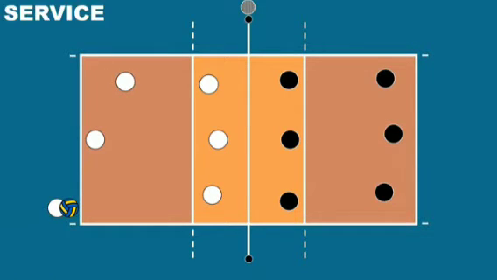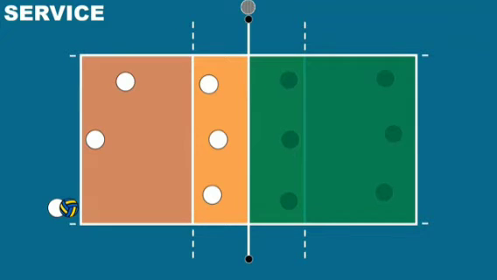Each point starts with a service, and for service a player needs to hit here. The white team is serving, so they need to stand outside the court, outside this line somewhere in this area. And they need to toss the ball, hit it by hand, and it should fall in this green area. You can think of volleyball like a racket sport, but your hands are your racket. So if you hit the ball anywhere in this area, the service is good.